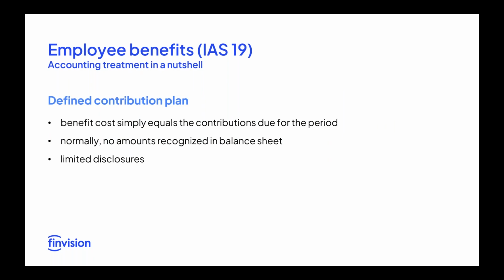So accounting treatment, in a very simple explanation: you simply account for the cost equal to the contributions due for that period. There will in principle be no amounts recognized in the balance sheet, unless some really short-term cutoff moment where you are becoming liable to pay that month's contribution, but it's only paid the month after. So besides that, we would expect no presentations in the balance sheet. And as such, IAS 19 does not foresee many disclosures for such defined contribution plans.